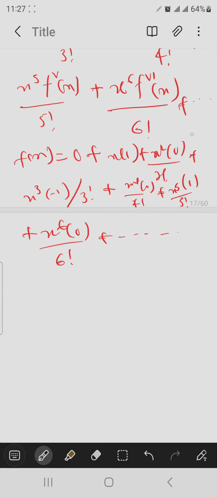So now, wherever I have 0, I will cancel it because it's going to be 0. This one is going to be 0. This one is going to be 0. This one is going to be 0. So it is left with f of x equal to 0. You know it's 0. I'm not going to write it.